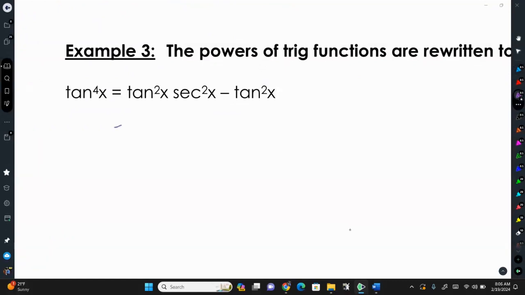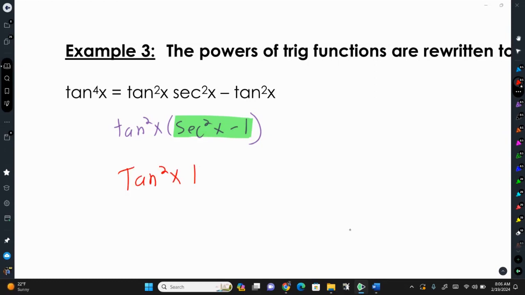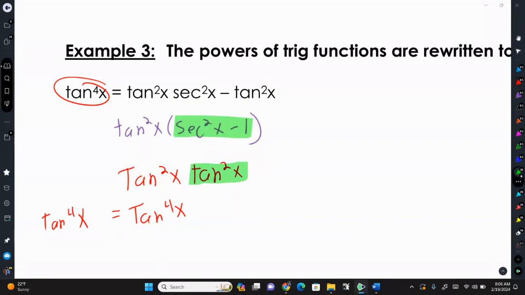So if I factor out a tangent squared x, that's going to leave me secant squared x minus 1. Well, one of our identities says that this is equal to tangent squared. So tangent squared x times tangent squared x, well, that equals tangent to the fourth, which is what we're trying to get. So we verified that identity rather quickly. As you do more of these, you will get faster and better at them.